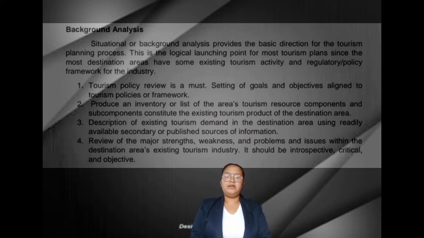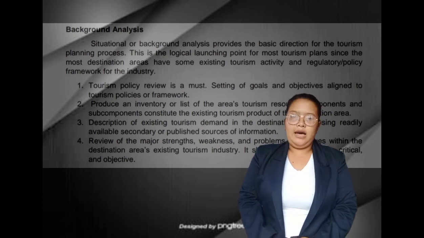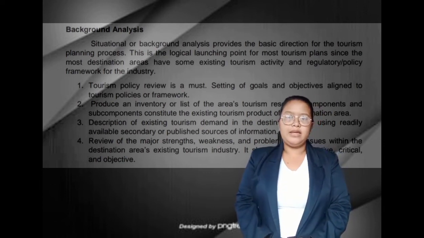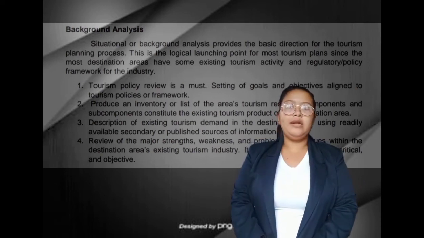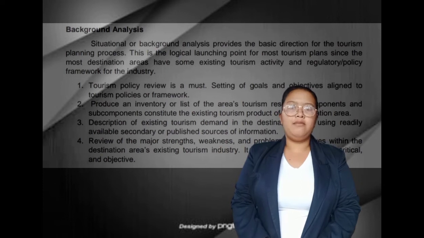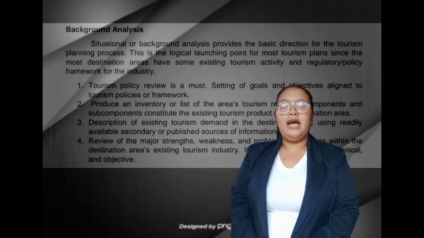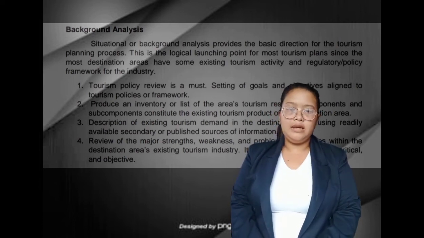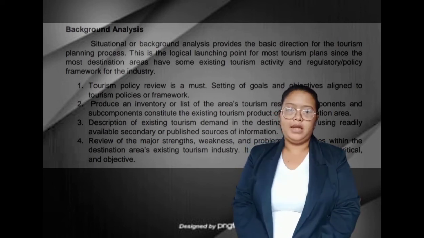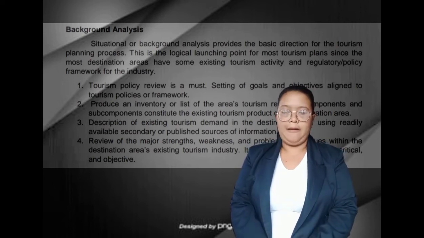Since most destination areas have some existing tourism activity and regulatory policy framework for the industry. Number one, tourism policy review is a must. Number two, produce an inventory or list of the area's tourism resources, components, and sub-components, consecutive to the existing tourism product of the destination area.